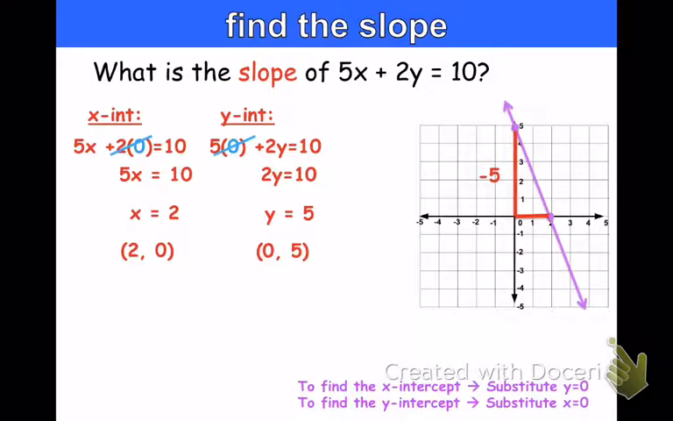Now the 5 is negative because this line is decreasing. My run is 2 because it's positive. I'm going to the right. So therefore, my slope, which is what I was finding, is negative 5 over 2, or negative 5 halves.